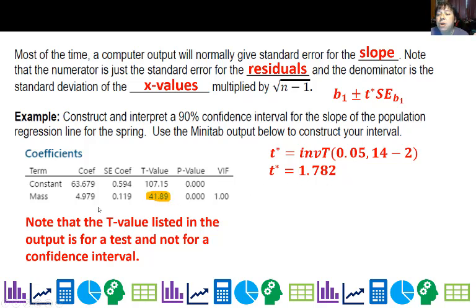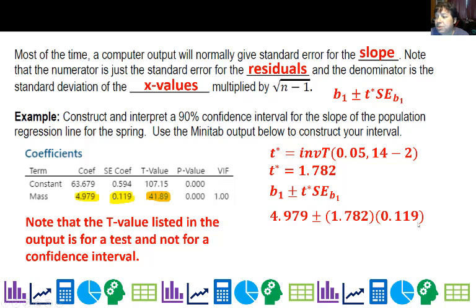Now, the other parts are in the output, which is basically your beta 1, or I'm sorry, your b1, and your standard error for the slope. So those two just go right in. 4.979 plus or minus 1.782 times your standard error here, and you end up with an interval of 4.767 to 5.191.